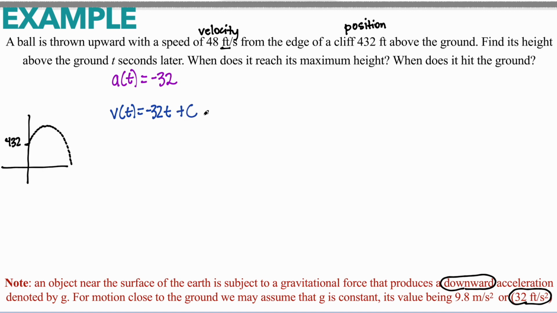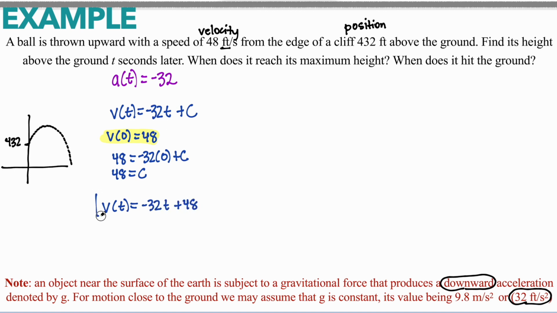But don't forget, there could have been an arbitrary number, because when you take the derivative of it, it gave you 0. Now, we also know that the initial velocity was 48. So we take this from our word problem and set it equal to 48 when I plug in 0, which means c was 48, which means I now know that my velocity was negative 32t plus 48.